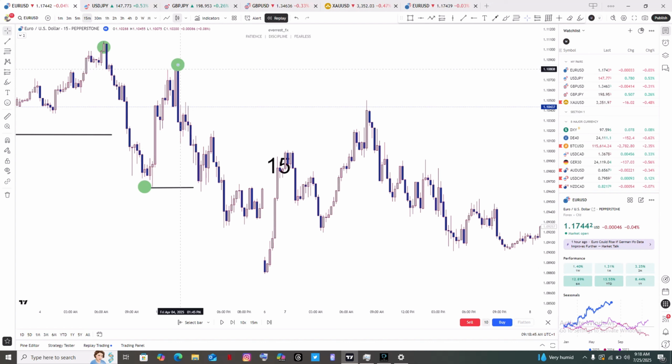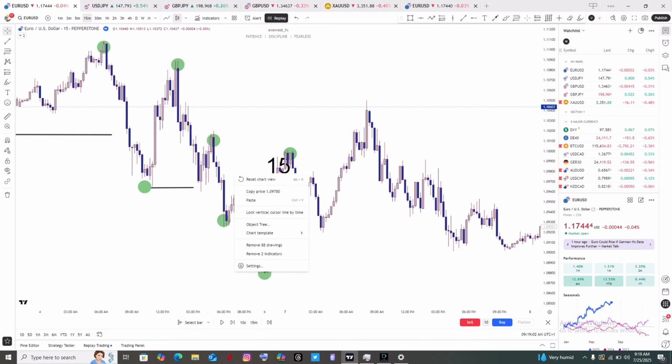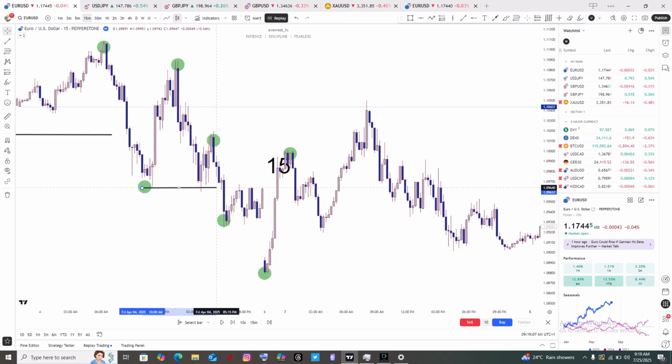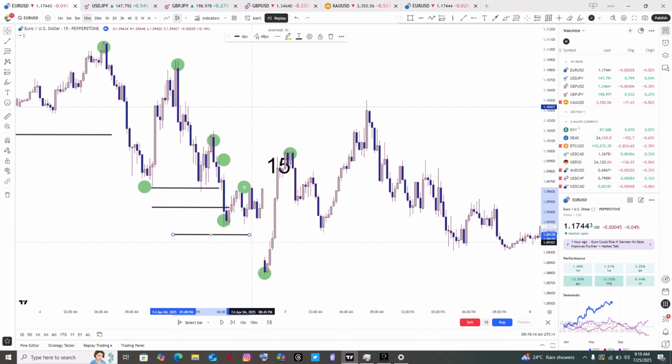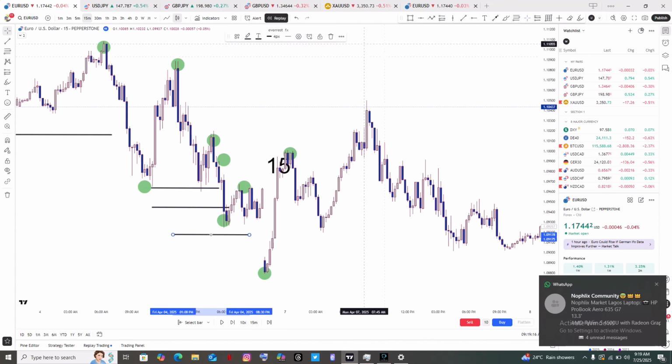So I'll be using this low, this high, this high too, and this one. You know why? Because this was a break of structure. Okay. Let me delete this.